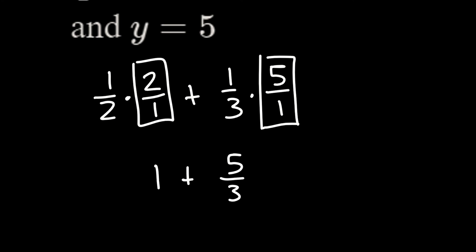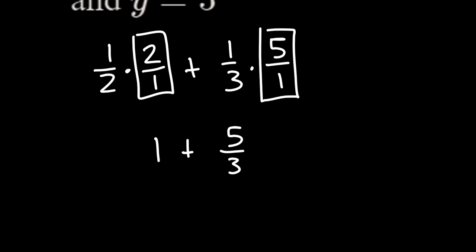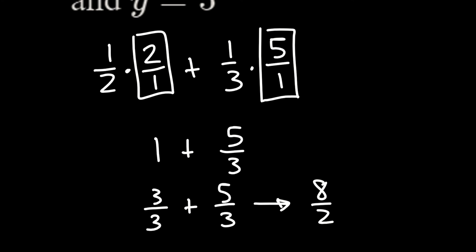5/3. Now, if I want to combine these two, I need my denominators to be the same. So I can rewrite the number 1 as 3/3. So I've got 3/3 plus 5/3, which is 8/3. Honestly, this is the perfect answer right here. There's no common factors, nothing to divide out. So I would say go with 8/3.